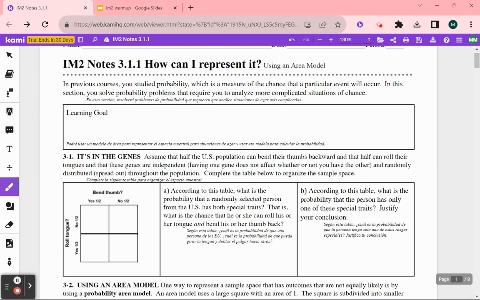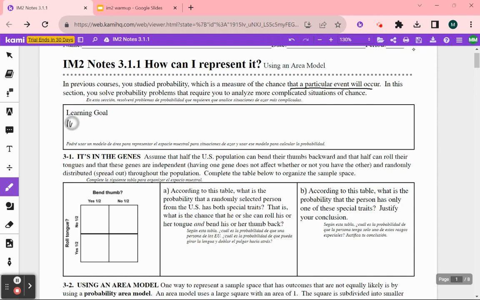How can I represent it using an area model? In previous courses, we studied probability, which is a measure of chance that a particular event will occur. In this section, we will solve probability problems that require us to analyze more complicated situations of chance.